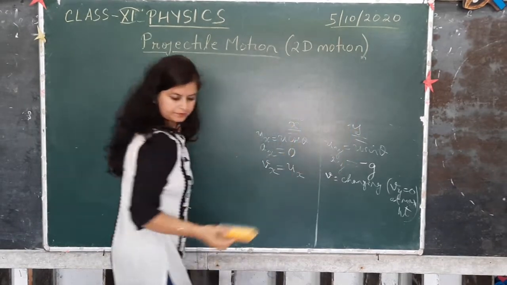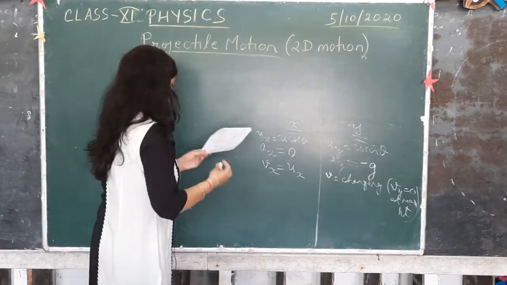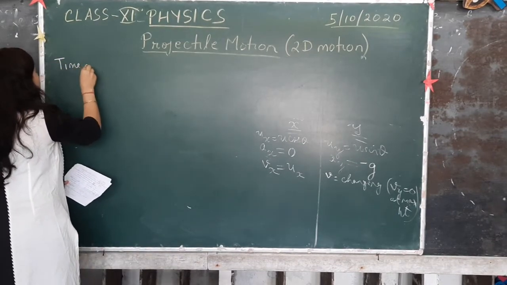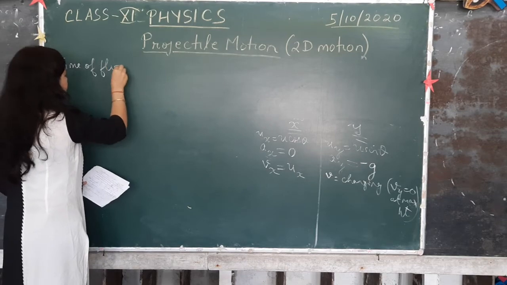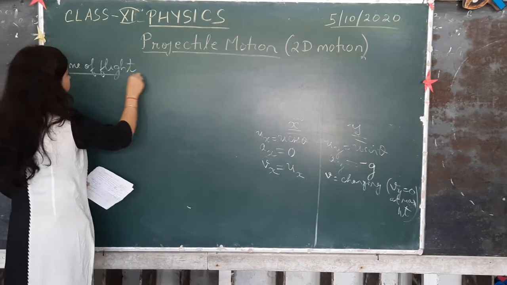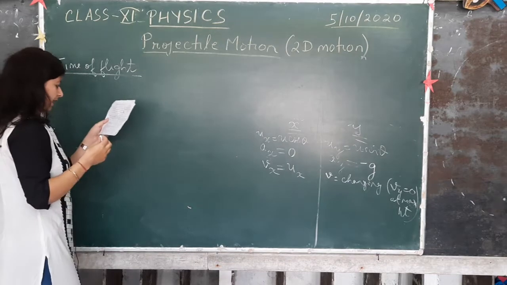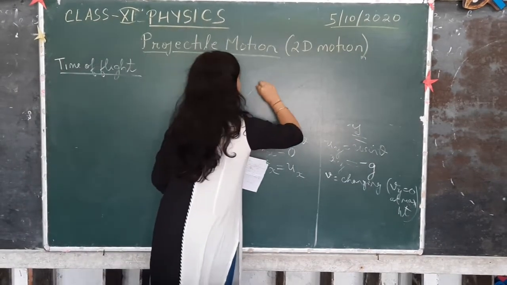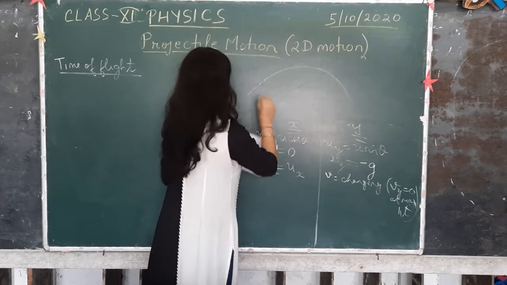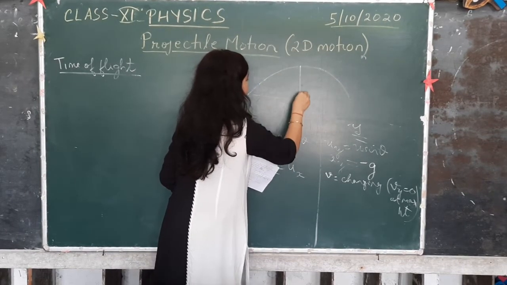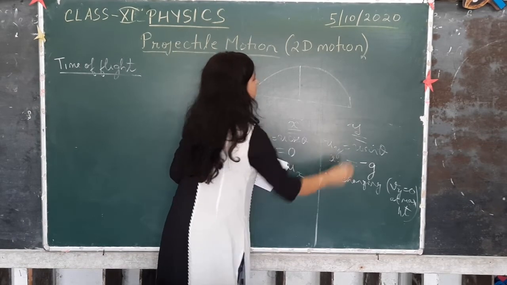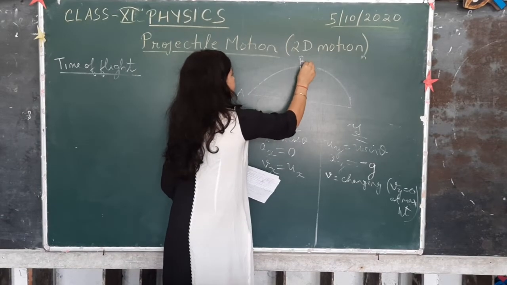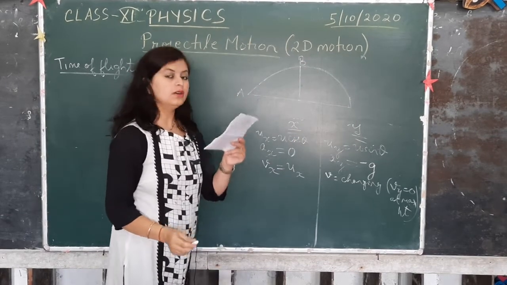Now for time of flight, it is the time taken by the projectile to complete one round, one parabolic path. Now we will consider the motion along the y direction, because we have to find out the time taken by this particle to reach this maximum height, that is from A to B. So we will consider motion along the y direction.